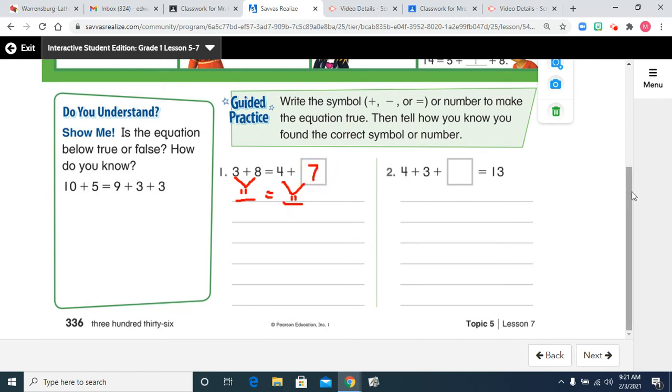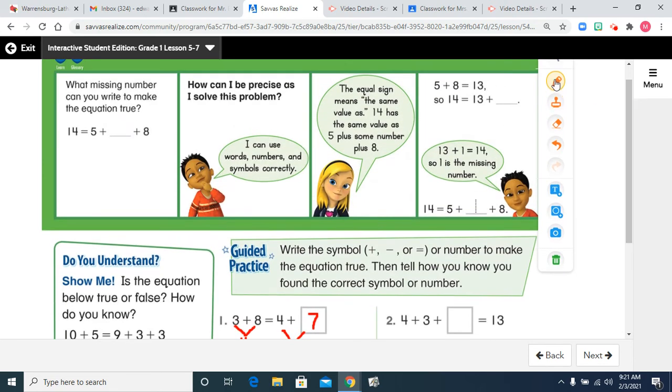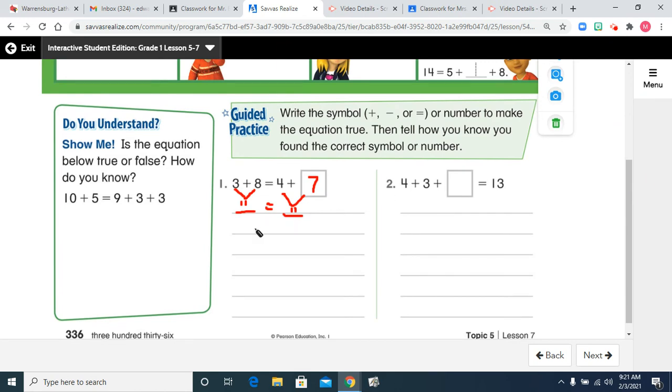Now we have to explain it. All right. So all you have to do is just write your steps. Okay. So first you could say, I added 3 plus 8 equals 11. Make sure when you're writing these, you write complete sentences. Okay? So that's what you did first. I added 3 plus 8 equals 11.